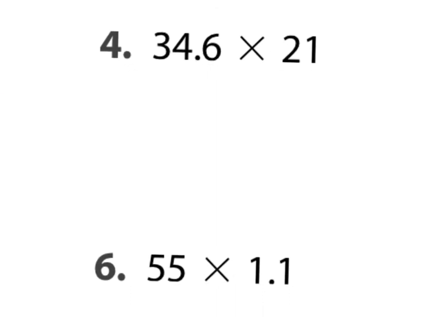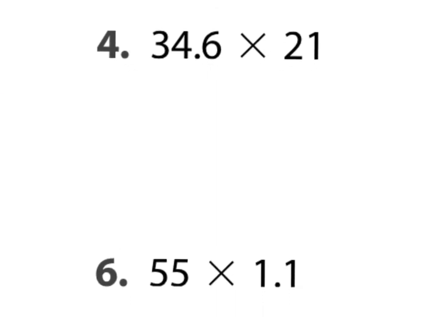Next problem, 34 and 6/10 times 21, or 21 groups of 34 and 6/10. So if you're estimating, again, this is really close to 35, but I would probably estimate it to 30 because that's easier to do in my head. So 30 times about 20, that would be about 600. So just so you're keeping track there of what the product might look like. Go ahead and write your numbers vertically.